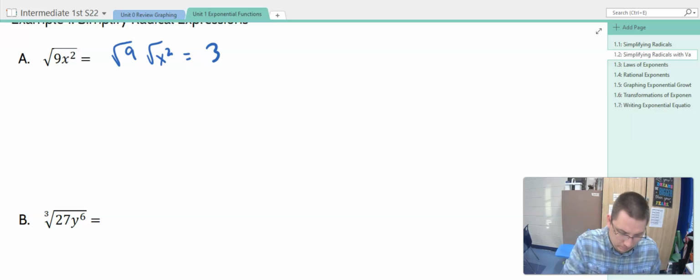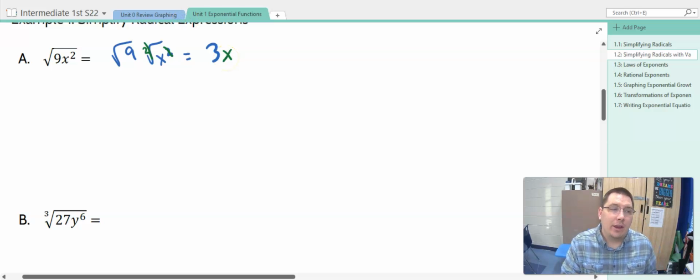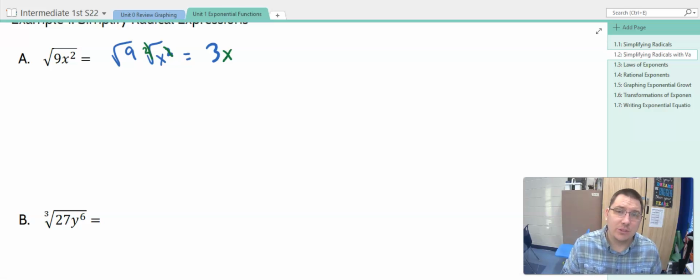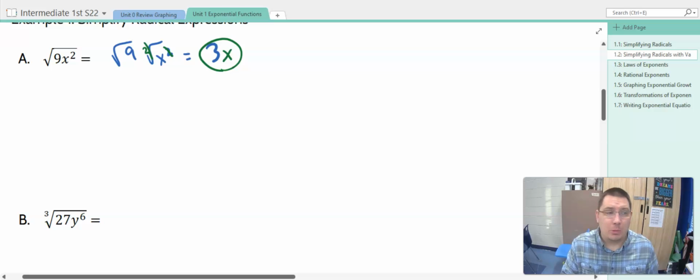And so this is a square root. The square root cancels the square, leaving just x. And so the square root of 9x squared is just 3x. There would be no radicals left. There's no powers left in this case because it's simplified down. It is what it is.